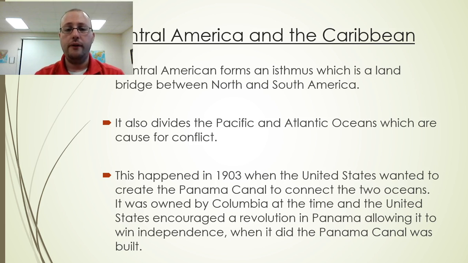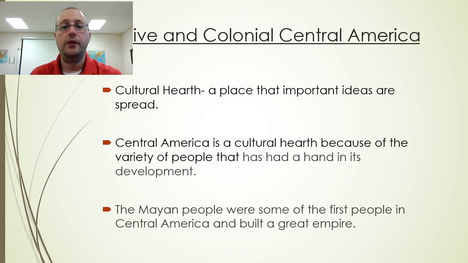But in 1903, when the United States wanted to create the Panama Canal, it connected the two oceans. Panama was owned by Colombia at the time, and the United States encouraged a revolution in Panama, allowing it to win independence. But when it did, the Panama Canal was built. So there's a little bit of an issue there in terms of connecting the Pacific and the Atlantic Ocean. The United States encouraged a rebellion in Panama in order to overthrow the government and allow us to come in and create the Panama Canal.